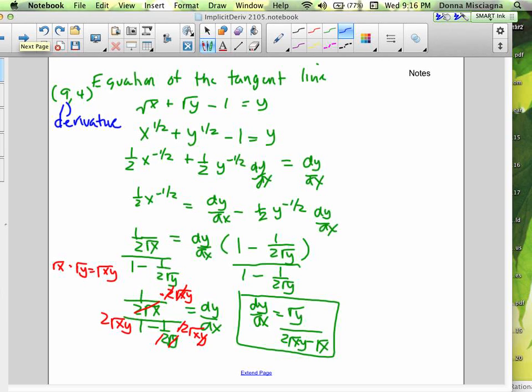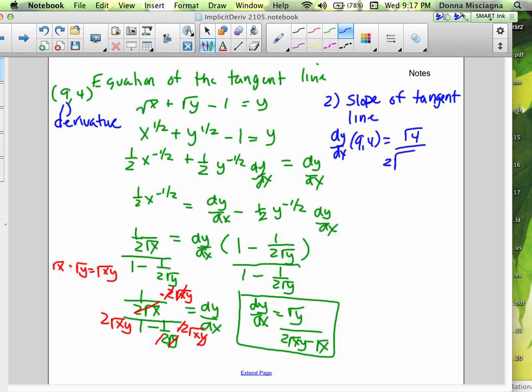Now we'll find the slope of the tangent line. That's just going to be dy/dx at (9, 4), which is the square root of 4 over 2 square roots of 9 times 4, minus the square root of 9. These numbers were well chosen.